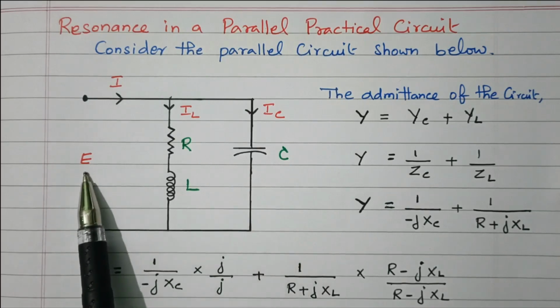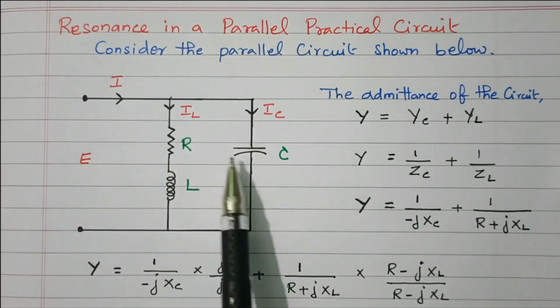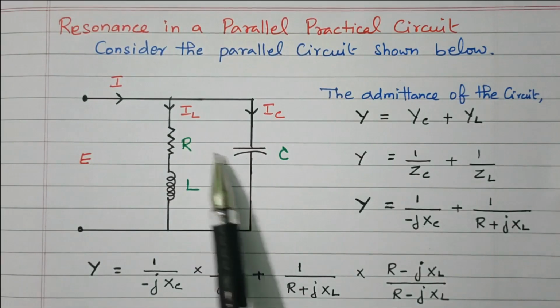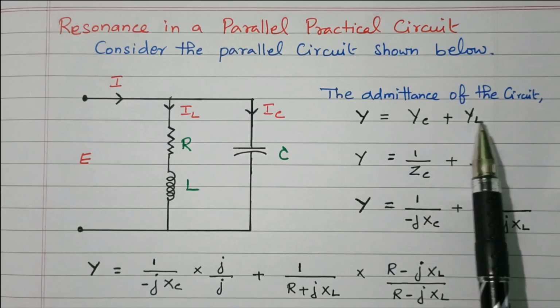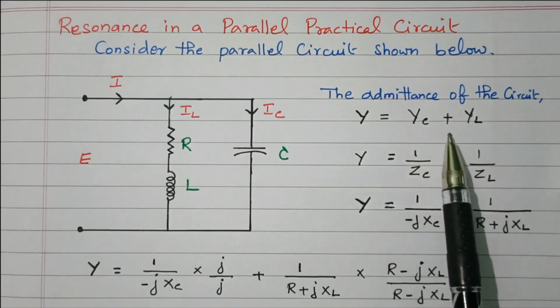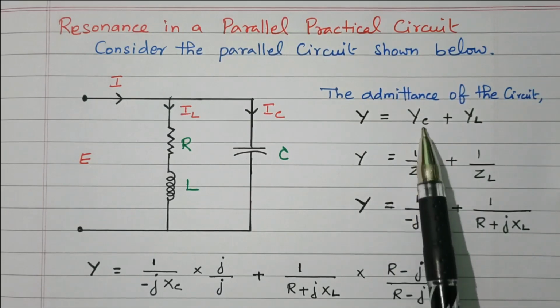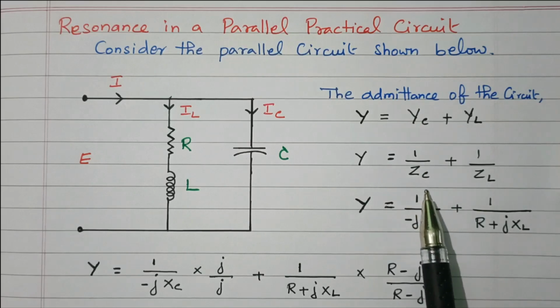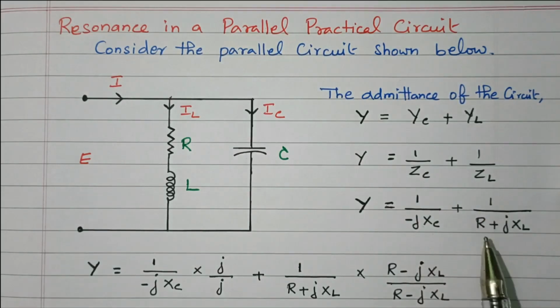So this is the applied voltage E. Current I is available. Due to the parallel connection, the current is divided. The current through this RL branch is IL. The current through the capacitor is IC. The total admittance of the circuit Y equals YC plus YL. This admittance is nothing but the reciprocal of the impedance. So YC can be written as 1 divided by ZC, and similarly 1 divided by ZL. ZC for the capacitor is minus jXC. ZL, with resistor and inductor connected, is R plus jXL. So this is the total admittance.